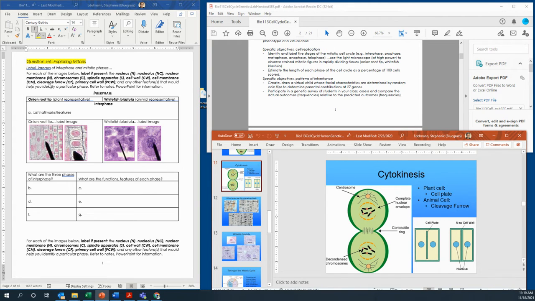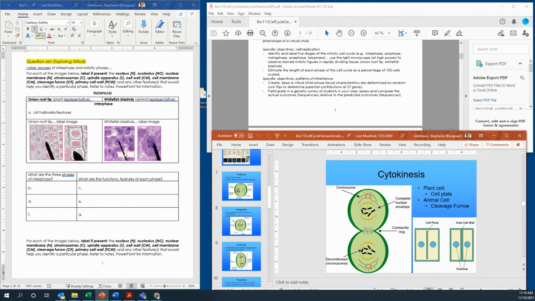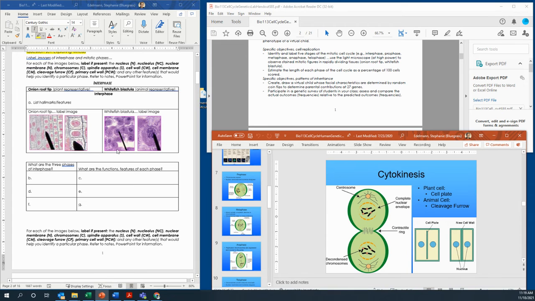The cleavage furrow doesn't show up until this point. See where it says cleavage furrow? The cleavage furrow is something that happens during cytokinesis. And the primary cell wall is the new cell wall right there, which is the new cell wall that's being built. So based on that, you should now be able to label this.